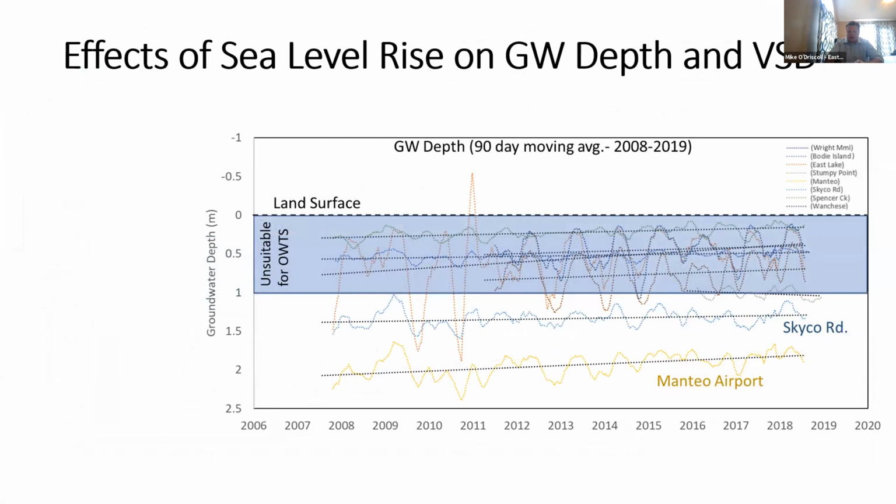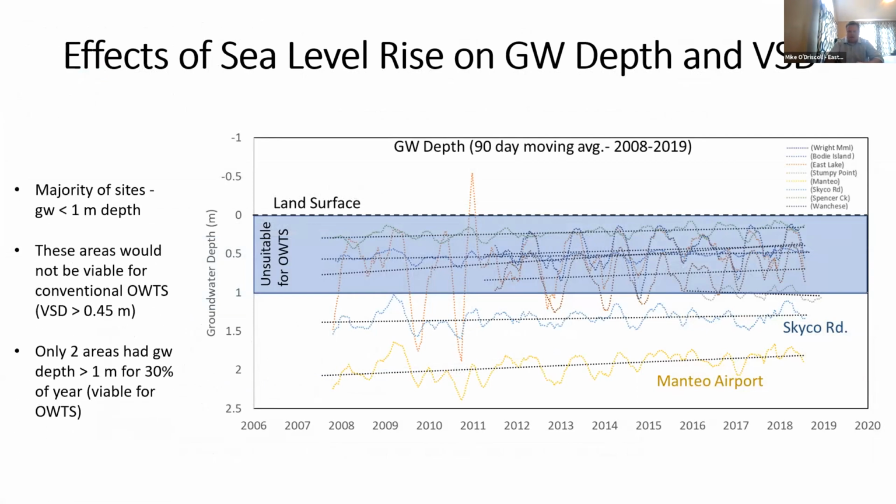So looking broader at all the data then for groundwater depth, the majority of sites where they have wells showed groundwater depths that were typically less than a meter. So these areas wouldn't be viable for conventional on-site systems. Only 2 areas had groundwater depth that was greater than a meter for 30% of the year. Both are on Roanoke Island, the Skyco Road site, and then the Manteo Airport site.